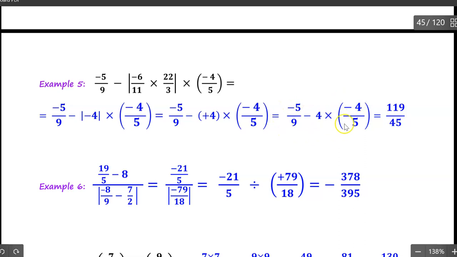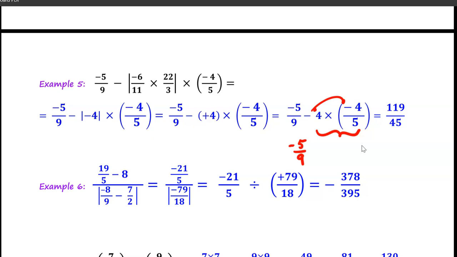So at this point, what you have to do is this operation right here, 4 times negative 4 over 5. You have to perform this operation first. Okay, so this operation comes first. Basically you should have this. So negative times negative should give you a positive. So it will be positive 16 over 5.